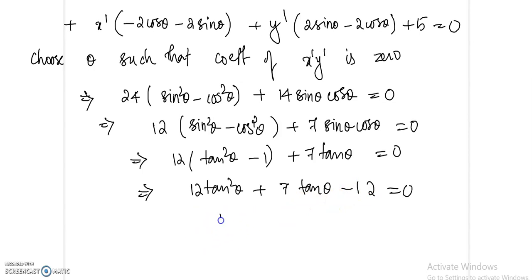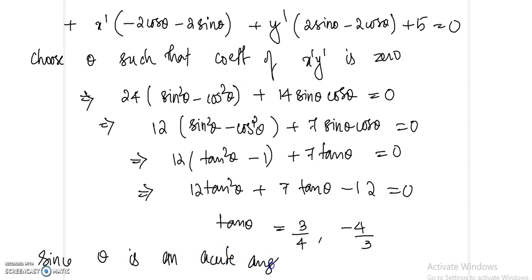So upon solving this as a quadratic equation, you will get tan theta equal to 3 by 4 and minus 4 by 3. So since we have taken theta as an acute angle, tan theta will be equal to 3 by 4. So when tan theta equals 3 by 4, sin theta will be 3 by 5 and cos theta will be 4 by 5.